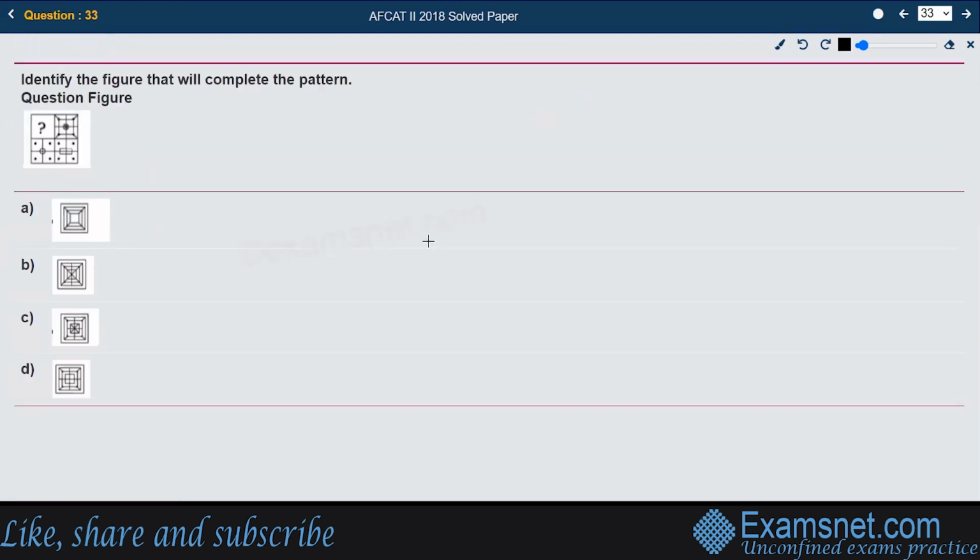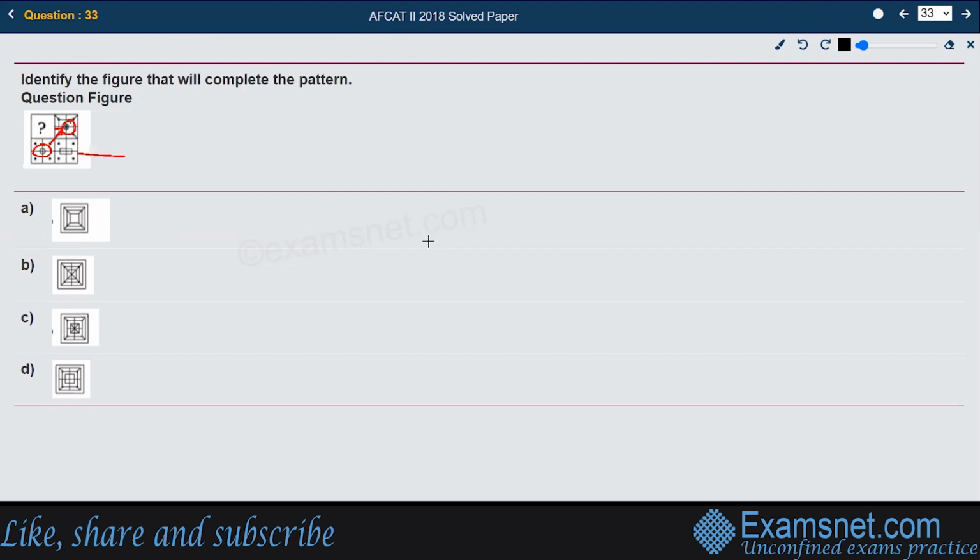Next one. Now we have the figure based questions in which we are supposed to guess the question mark. What figure should replace the question mark? That should be the right one. So if you have a closer look at this pattern, what is going on? In the center there is a circle here. Then this circle is shifted to the other corner, and the dots are connected.